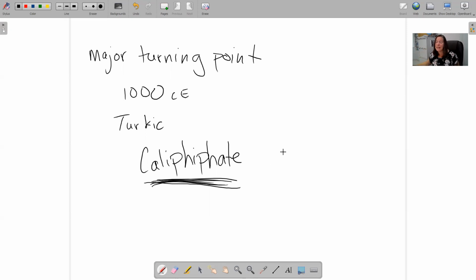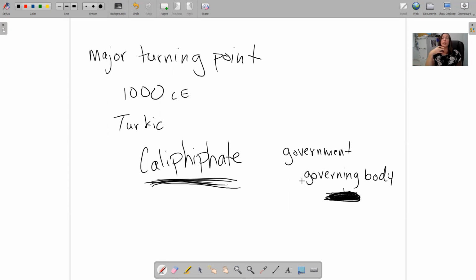All caliphate means is government or governing body. Not really ruler, because when you think ruler, you think like king or something. It means the group of people that do the ruling. The governing body is the caliphate. So the government as a whole is the caliphate.